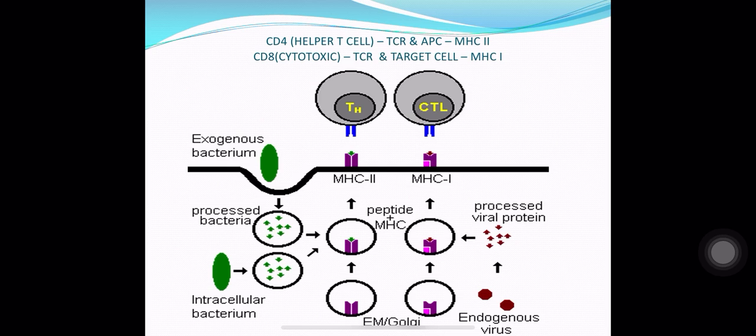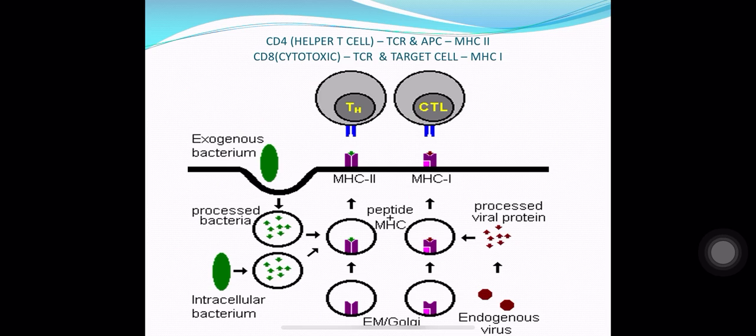presenting cell. Similarly, when an endogenous antigen is there like a virus, then that virus will be broken down into particles, and these particles will be presented by the cell or the target cell of the body on the surface coupled with MHC1, and this presentation is shown to the cytotoxic T lymphocyte. The cytotoxic T lymphocyte has T cell receptor which binds with the MHC1 molecule.